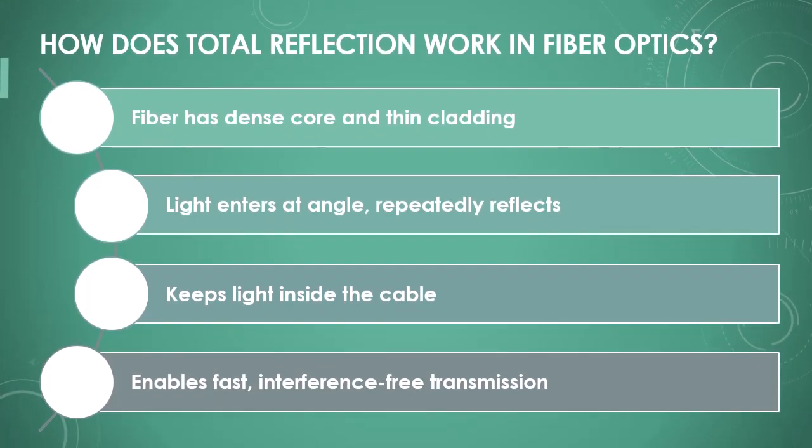Fiber optic cables consist of a dense core and a thinner outer cladding. Light that enters the fiber at a certain angle is repeatedly reflected back through total reflection. This keeps the light inside the cable, allowing it to be transmitted over long distances. This results in fast and interference-free data transmission.